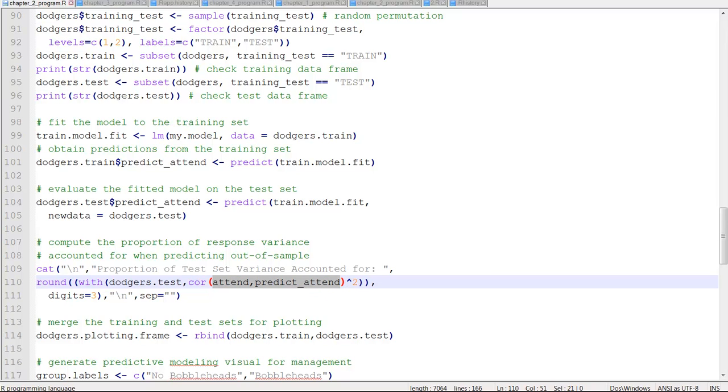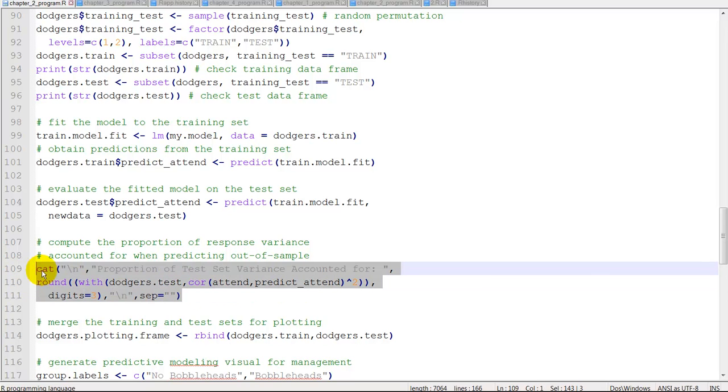And we hope that they are almost the same, or in fact we would hope that they are the same, that attendance and the predicted attendance were the same. That would mean that our model worked perfectly. And so anyway, we want to calculate this. So let's see what it looks like when we do it.